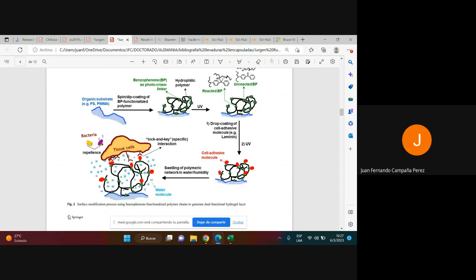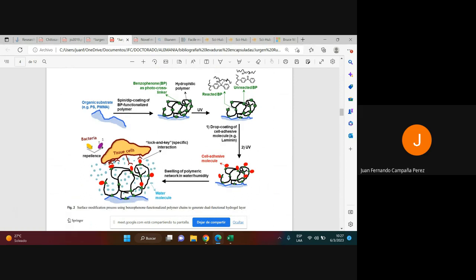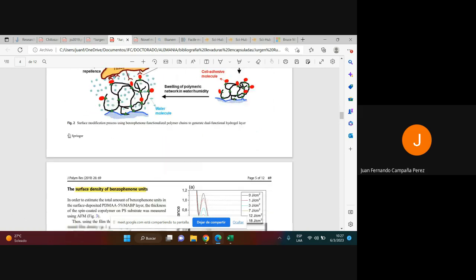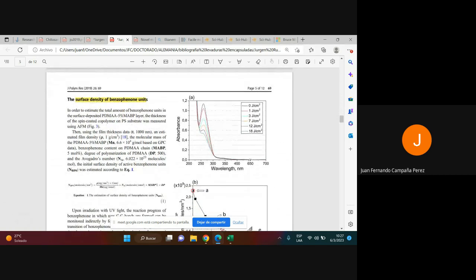We have two coatings with UV to generate first the interactions, and then to drop coat the laminin, these integrins, to later culture with cells and let the cells adhere, and they perform these assays.